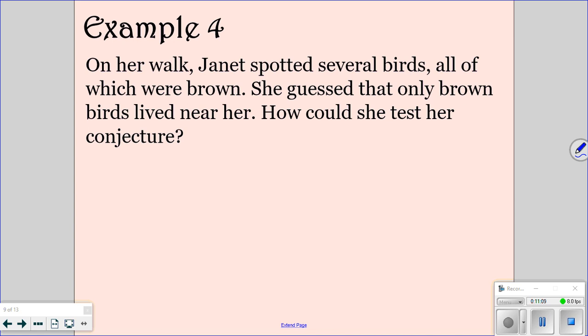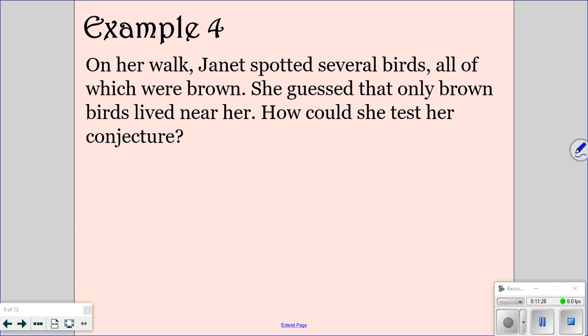Well, she can test it just by observing the color of the birds she sees near her house. If she only continues to see brown birds, then her conjecture is probably correct. If she finally sees one that's not brown, then that would prove her conjecture false.